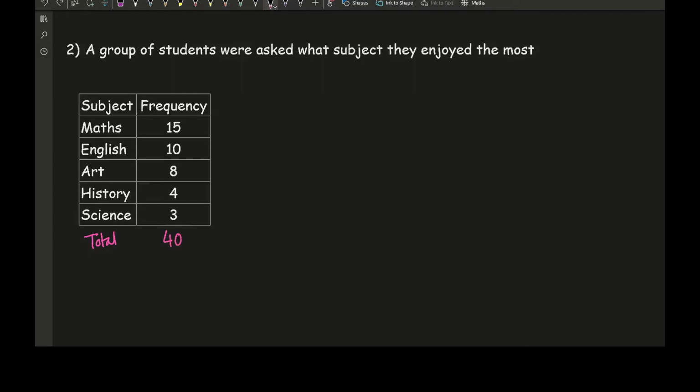So the next thing I then need to do is work out what the angle is going to be. So for the angle for maths, that's going to be 15 divided by 40 multiplied by 360. So again, type that into my calculator, I get an answer of 135 degrees. For English, let's use a different colour to make it stand out so you know which ones I'm doing when. So for English, it's going to be 10 divided by 40 multiplied by 360, which gives me an angle of 90 degrees.